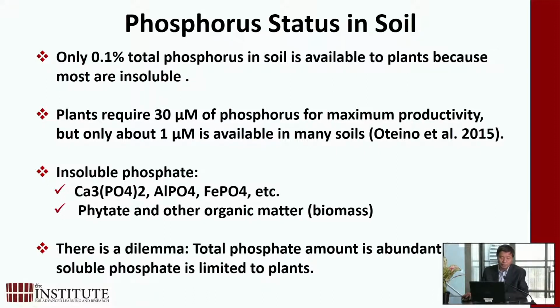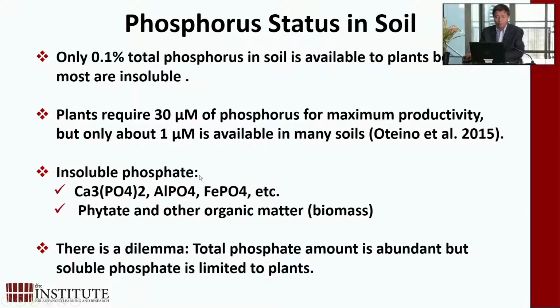So here's some insoluble phosphate: calcium phosphate, aluminum phosphate, ferric phosphate, and also some organic phosphate, such as phytate and other organic matter from plant residue. So here's a dilemma. Total phosphate amount is abundant in soil, but soluble phosphate is limited for plants.